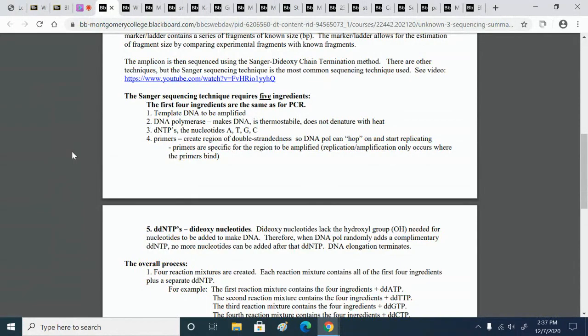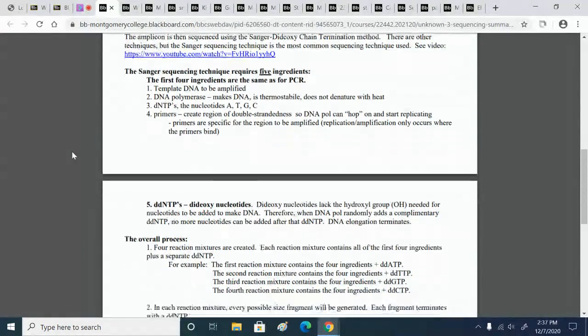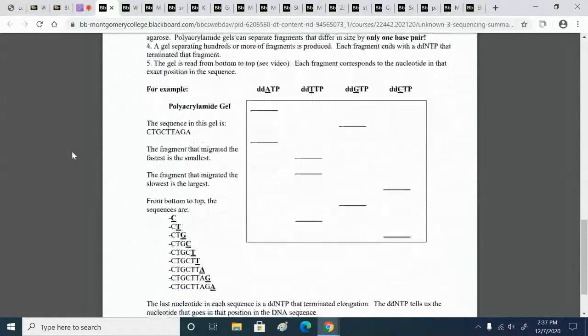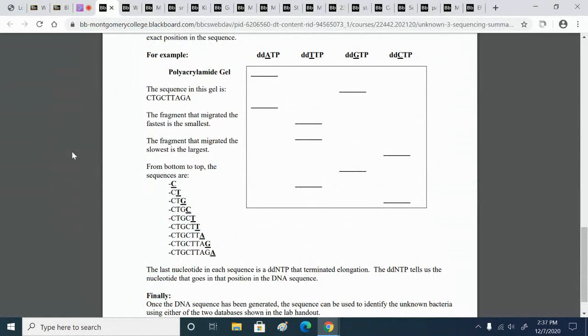So you set up 4 reaction mixtures, each with a different dideoxynucleotide. Every possible size fragment terminating with that dideoxynucleotide will be produced in that reaction mixture. So we have to separate those fragments using a polyacrylamide gel. Polyacrylamide is very sensitive. It can separate DNA fragments that differ by 1 base pair. And so we load all the different reaction mixtures, and we turn on the power.